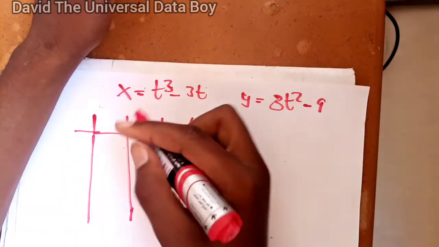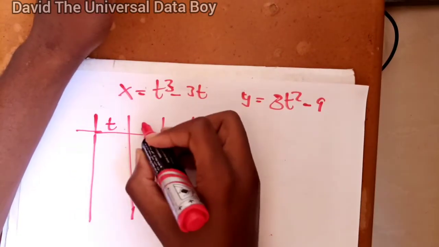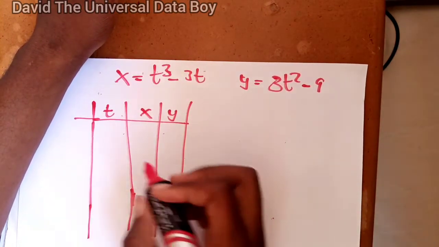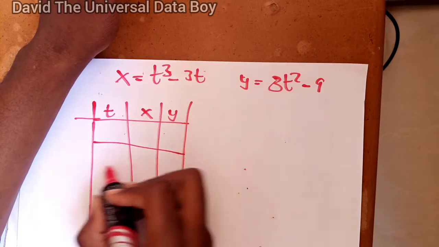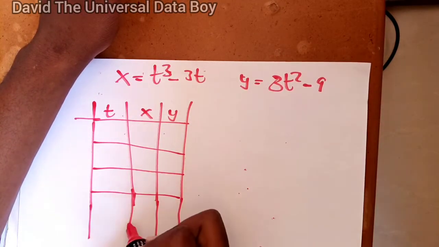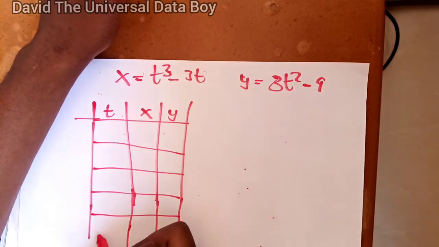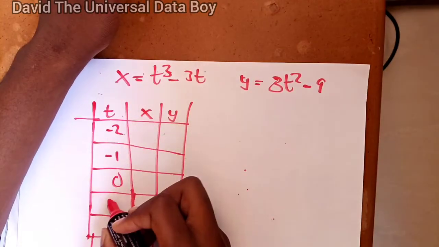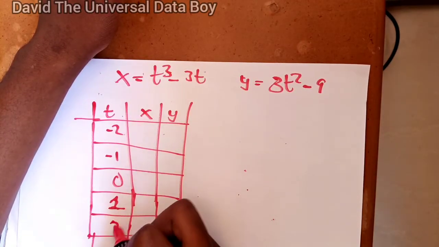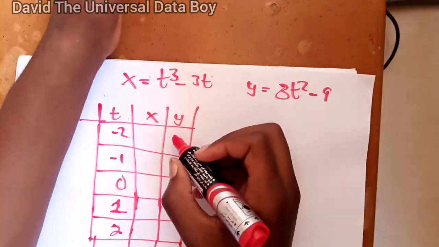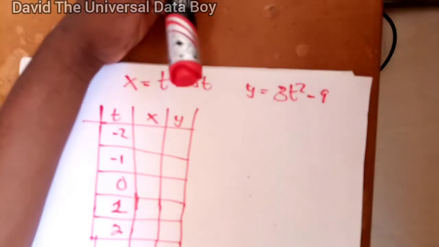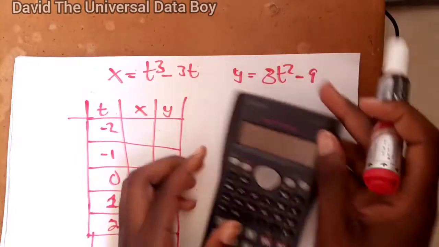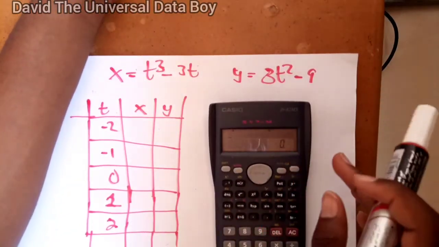So now you have t, x, and y. Now we will be changing t because we know both functions are dependent on t, so we'll see what happens when t changes. You can pick maybe two values greater than 1 and two values less than 1. So have your 0 there, negative 1, negative 2, and you have 1, 2. Now we can get a calculator for easy calculations. I hope it's visible.